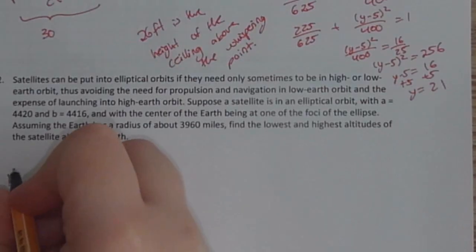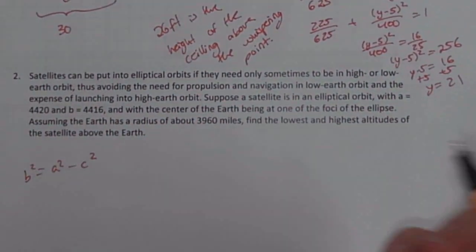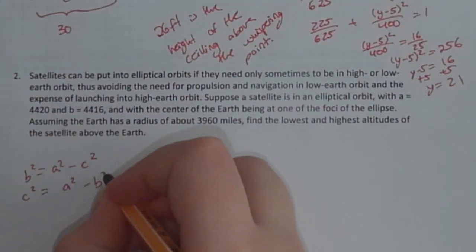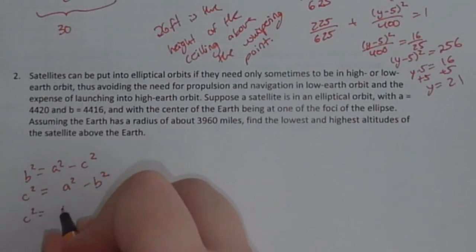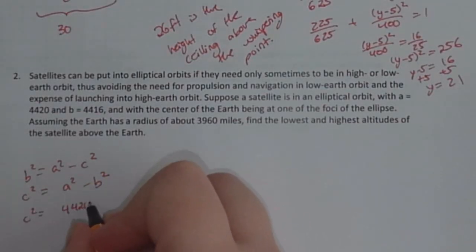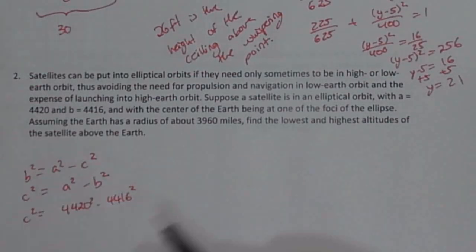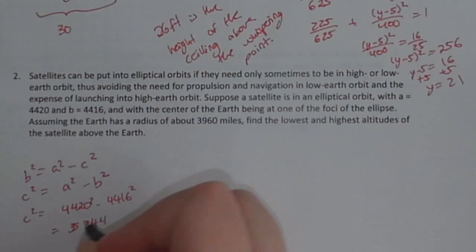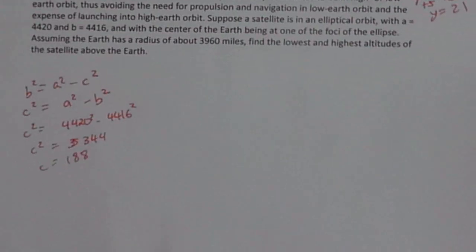Now we had our equation from earlier, b squared equals a squared minus c squared, or if we move things around a little bit, we can say c squared equals a squared minus b squared, which then means c squared equals 4,420 squared minus 4,116 squared, or 35,344. So c ends up being 188.